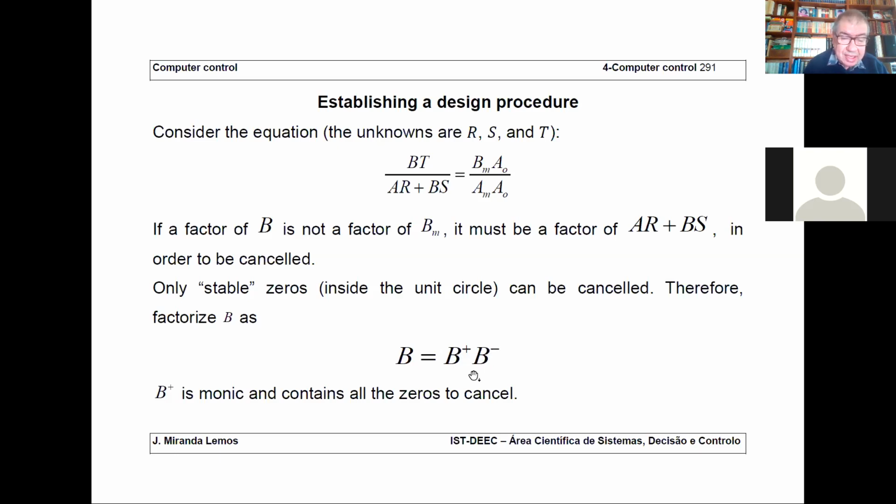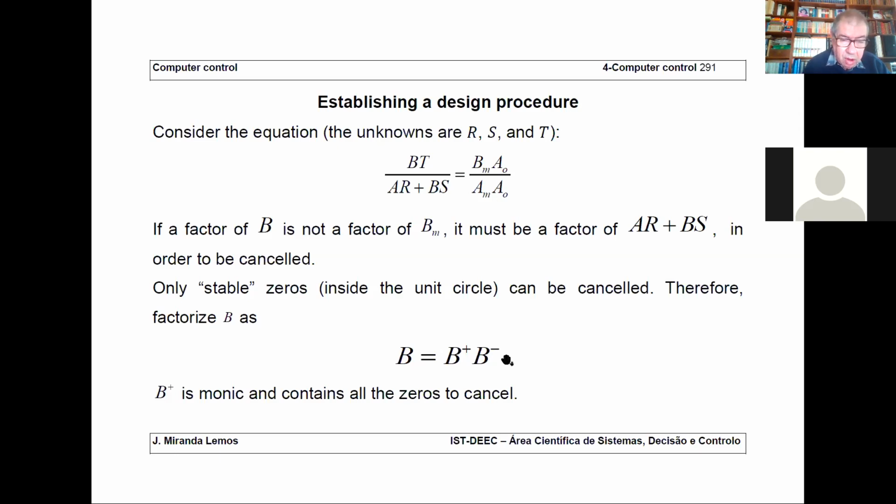Sometimes you don't want to cancel a zero inside the unit circle, for some reason. Tomorrow we will see an example. You place the zeros that you don't want to cancel in B minus. So B minus contains all the zeros outside the unit circle and possibly some zeros that could be canceled, but you don't want them to cancel for reasons related to the performance of your design.